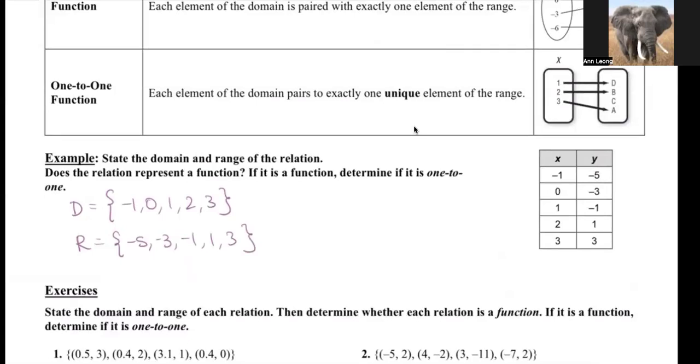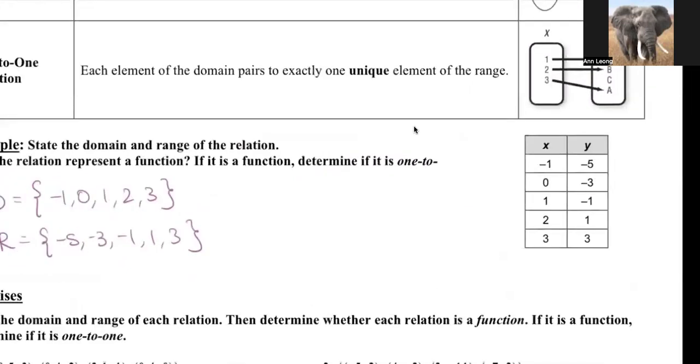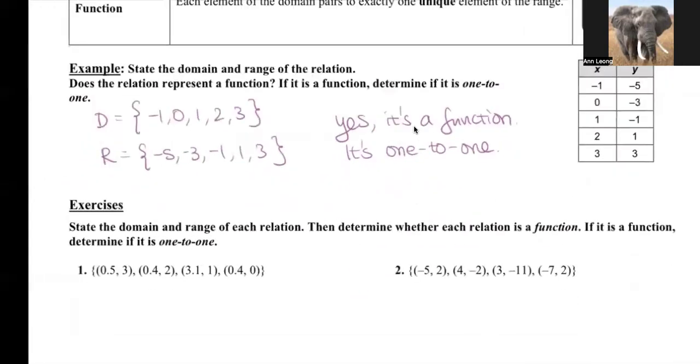Now, to determine if it's a function, I have to make sure that each x value has just one y value. So none of these numbers are repeating. So yes, this is a function. If, however, this was a 0 here, then this would cease to be a function because that means the input of 0 goes to two different y values. But since that doesn't happen, I'm going to say yes, it's a function. And let me check if it's one-to-one. These numbers aren't repeated, so each one is a unique output. So it's one-to-one. All right, and then that's my answer for that example.